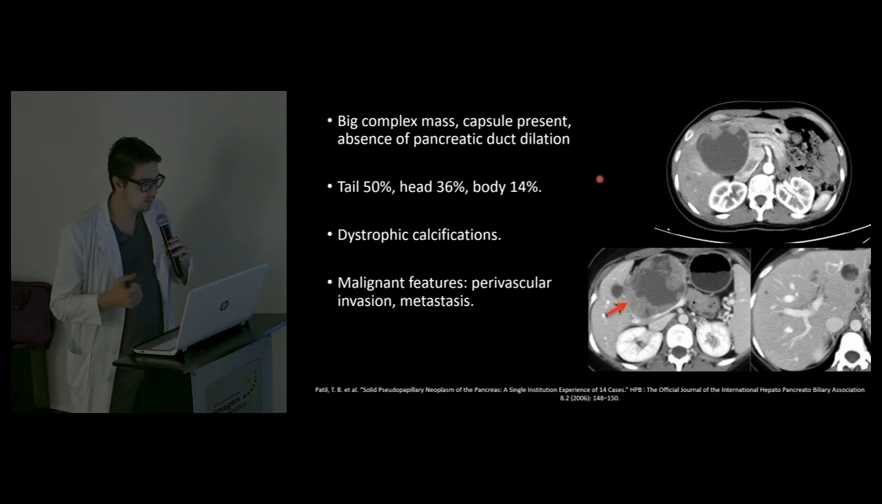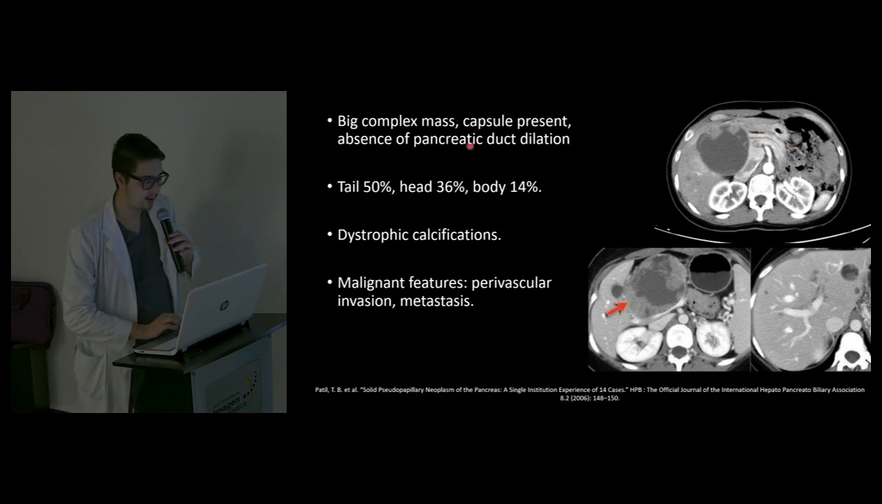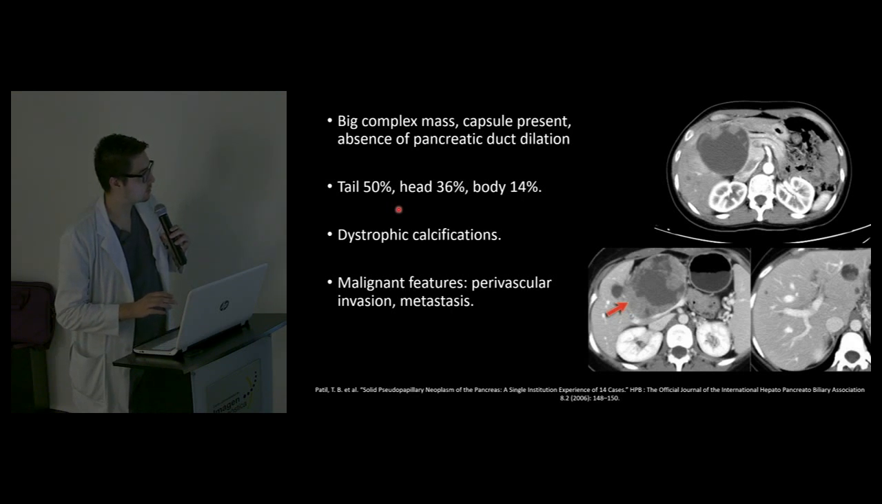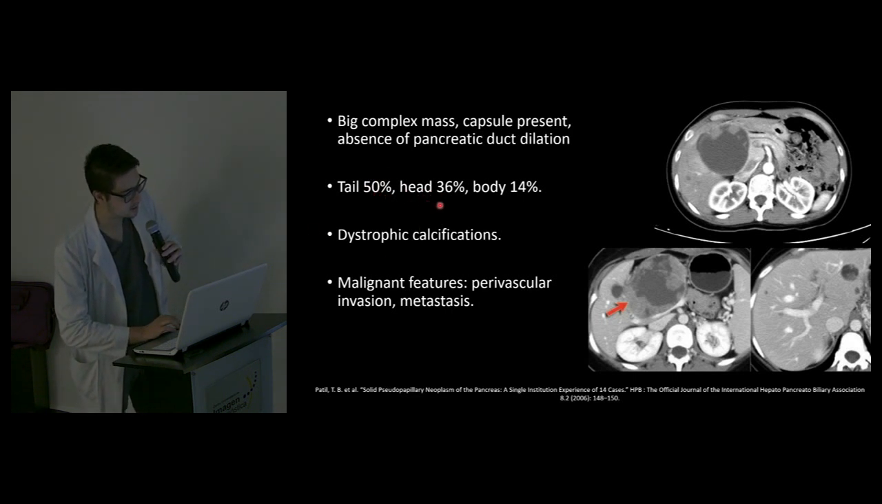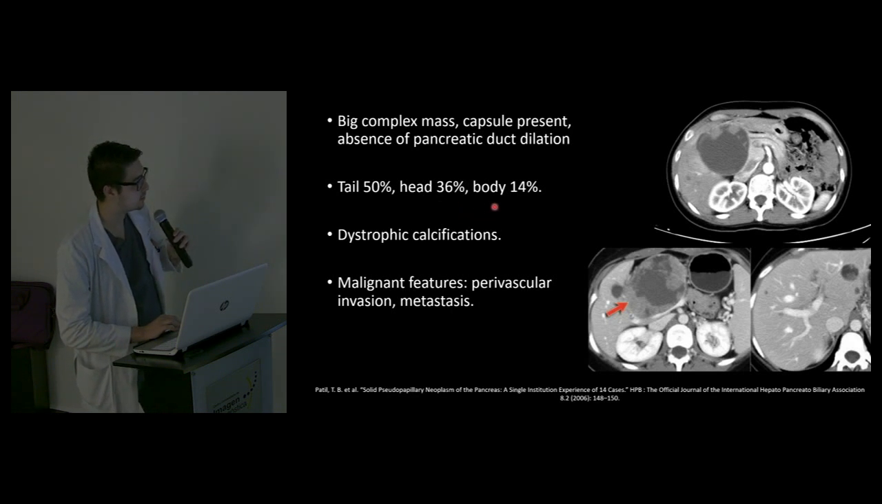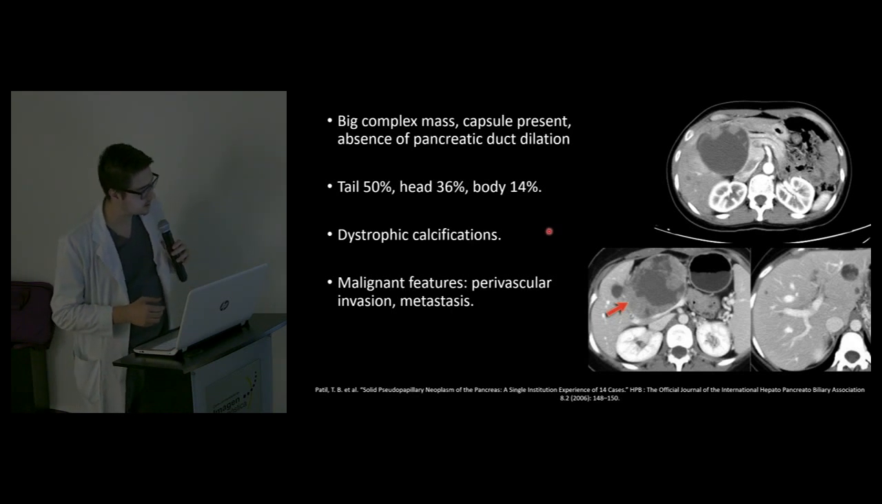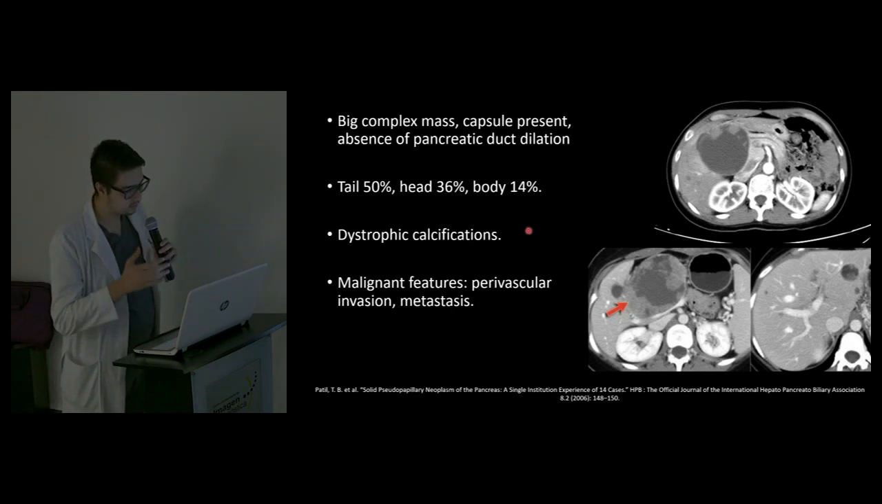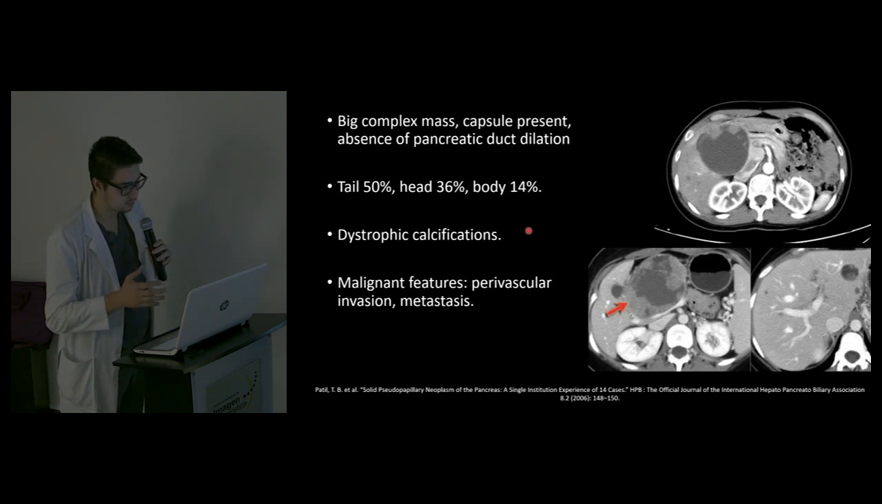This tumor is defined as a big complex mass with a capsule, and with absence of pancreatic duct dilation. The most common places of appearance are first the tail with 50% of the total, then the head with 36%, and at last the body with 14%. It has associated dystrophic calcification.